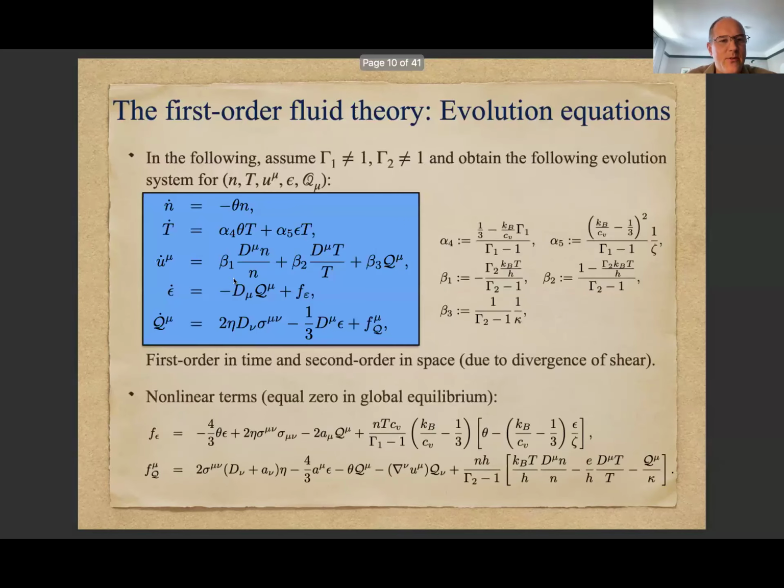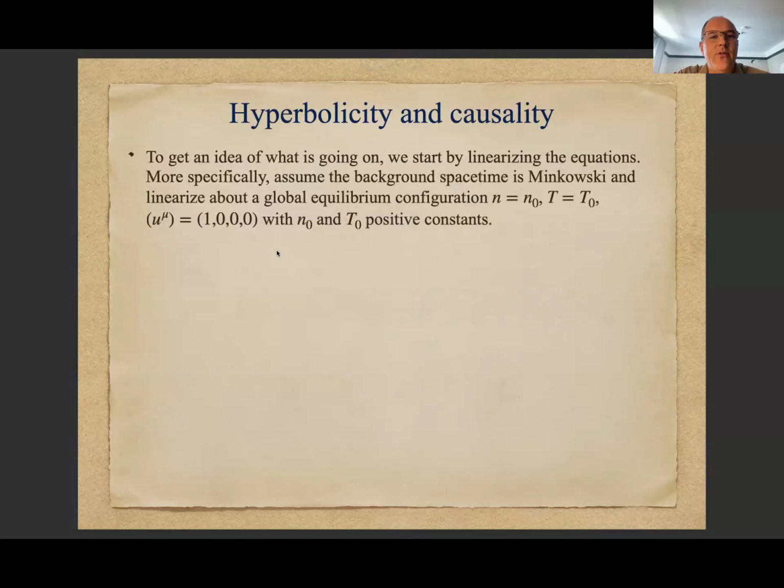Now we would like to analyze if this system describes a well-behaved evolution. The first thing you can do to get an idea of what is going on is to start by linearizing the equations. More specifically, we're going to assume that the background is Minkowski, just to make things easy, and that we linearize about a global equilibrium configuration. So we assume that n is constant, which I'm going to call n0, that the temperature is constant, T0, and the forward velocity is constant. And by boosts, you can always achieve that it has this particular form.